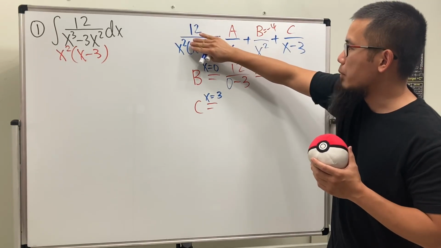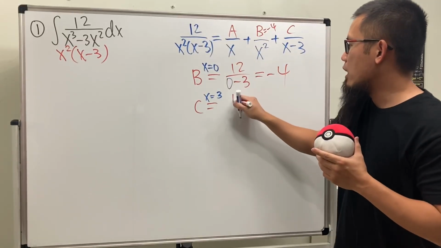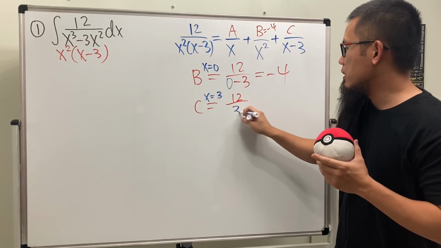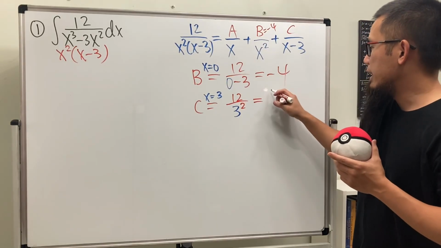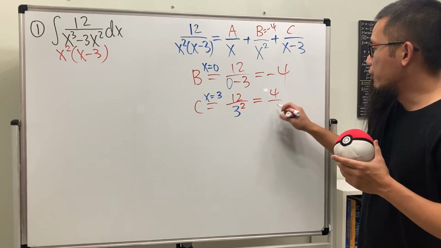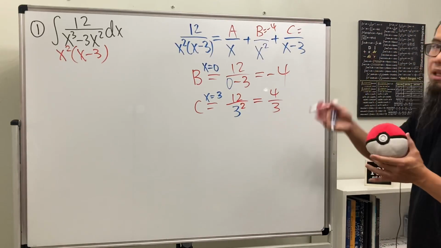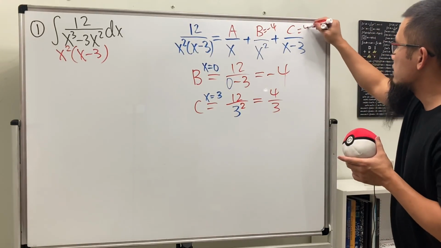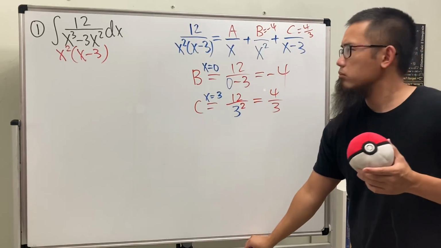And we cover this up already, so we put 3 right there. So we are looking at 12 over 3 squared. And this right here is going to give us 12 over 9, and that will give us 4 over 3 after we reduce. So we have the b and c value, which is pretty good. So this is 4 over 3. Okay, not so bad. Not so bad.